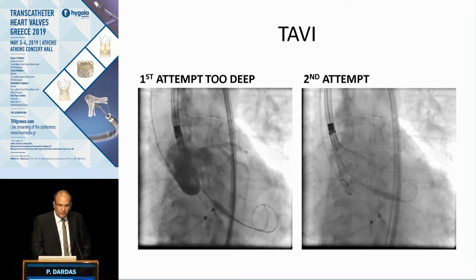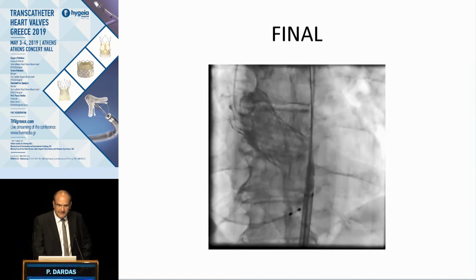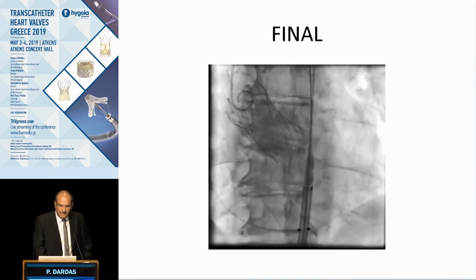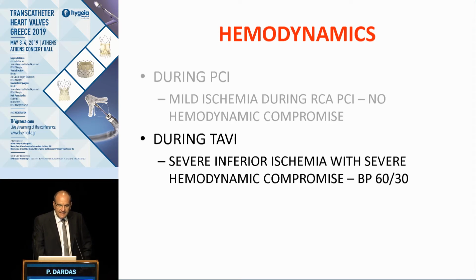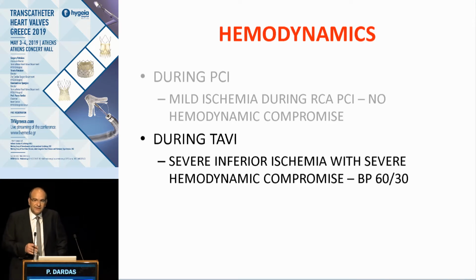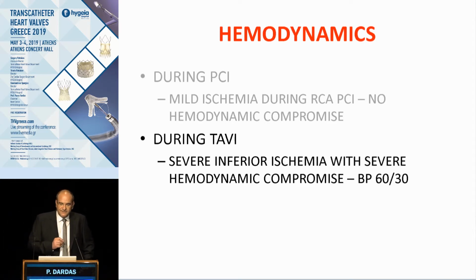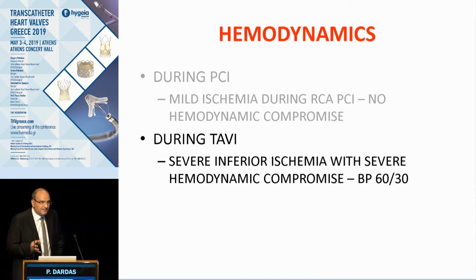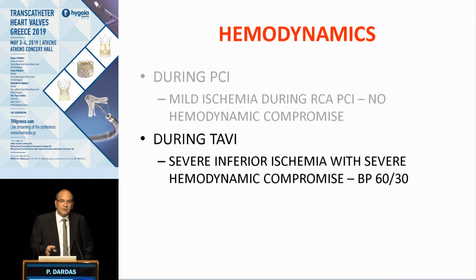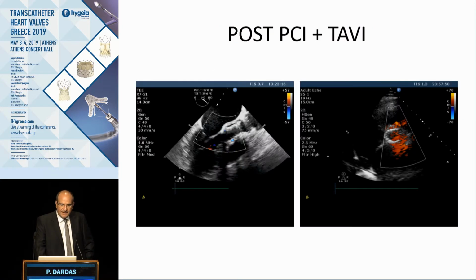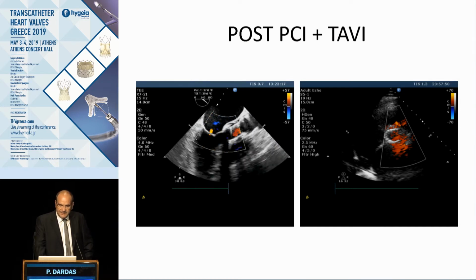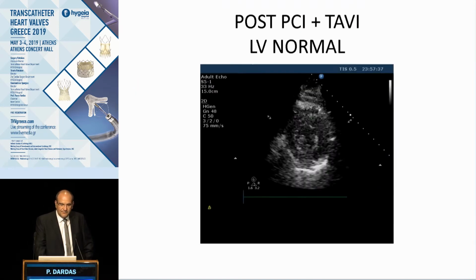Then we went on with the TAVI, the same procedure, with a very good final result. And during TAVI, he developed severe inferior ischemia with severe hemodynamic compromise and blood pressure of 60. So perhaps the unstable ischemia was more due to the aortic stenosis rather than the right coronary artery stenosis. And this was the appearance after TAVI. His LV improved considerably.